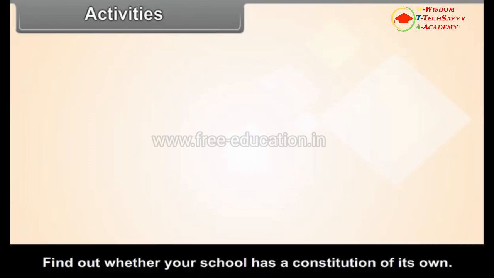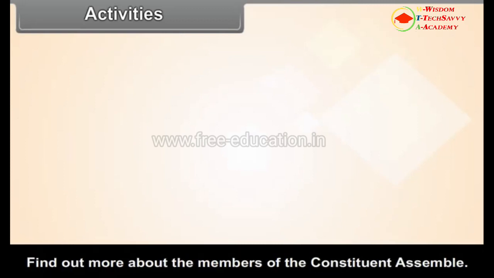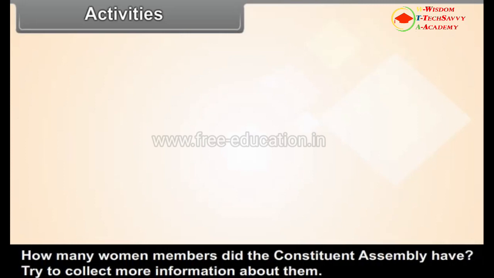Activities. Find out whether your school has a constitution of its own. Approach a political party in your locality. Get a copy of their rule book and read it. Find out more about the members of the Constituent Assembly. Find out in detail about the different committees of the Constituent Assembly. Display a collection of photographs and short notes on the members of the Constituent Assembly. How many women members did the Constituent Assembly have?